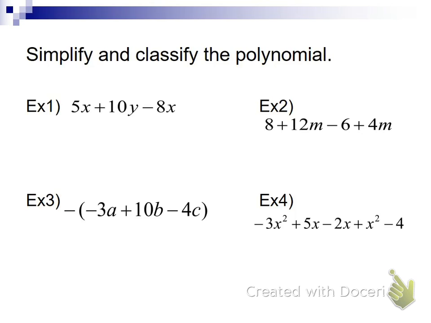On example 1, what can be simplified? 5x and negative 8x can be combined. Remember to keep the sign right in front of the term when you do that. Negative 3x is what we get when we combine those. Plus 10y. The positive 10y does not change, so it is part of our answer. Questions about number 1?